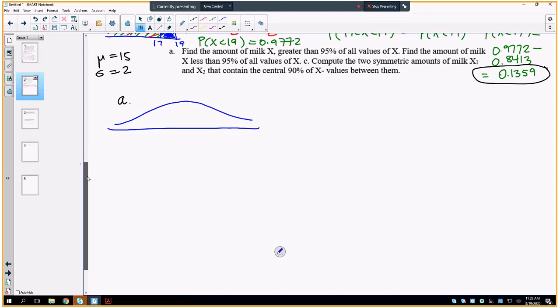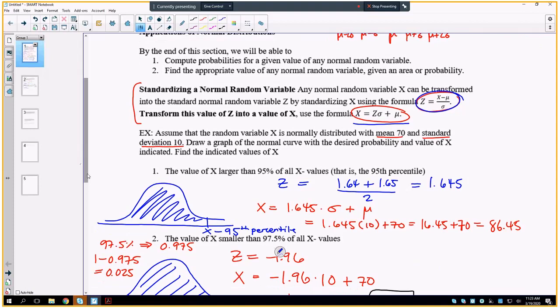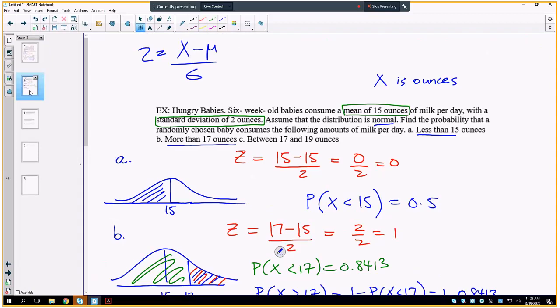So first of all, find the x greater than 95% of the others. So I know that that should be here, the 95th percentile, something like this picture. And all the x values that it is greater than are here to the left of it. And that's how my table works. It gives me this left area, so that's nice. So I want to go back to the formula we were using on the first page. Now I'm given a percentile or a probability. I need to find a z, and then I need to find the x from that z. All right.